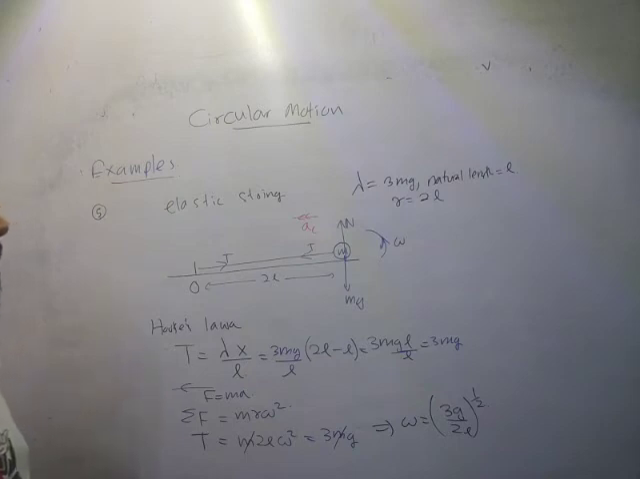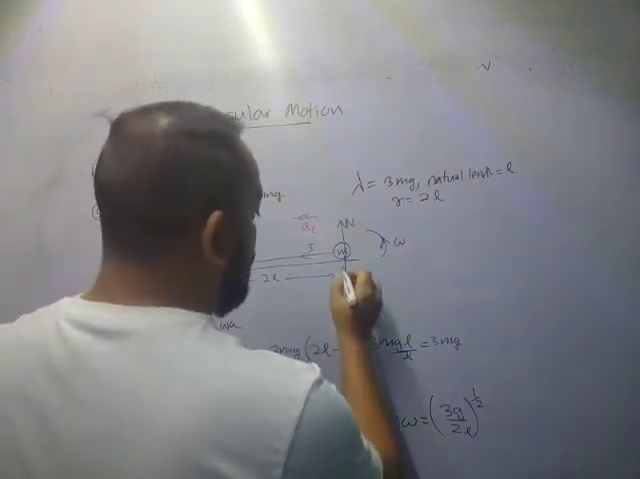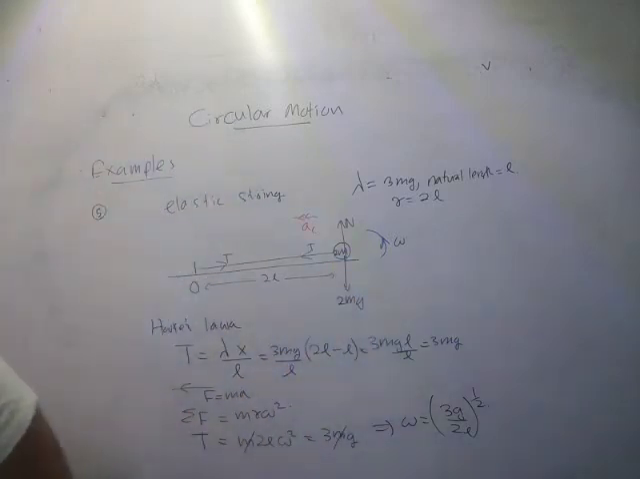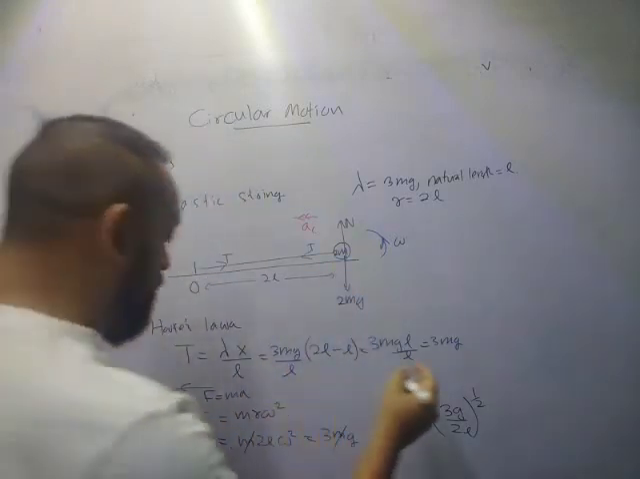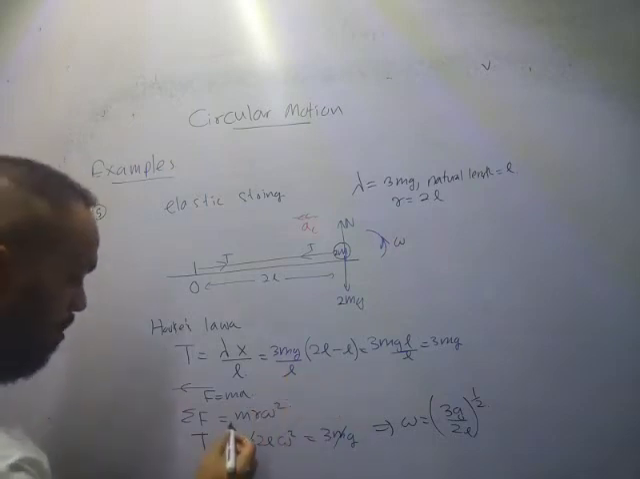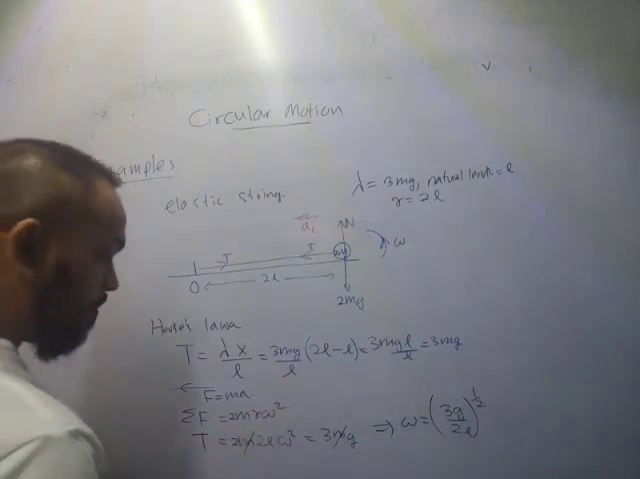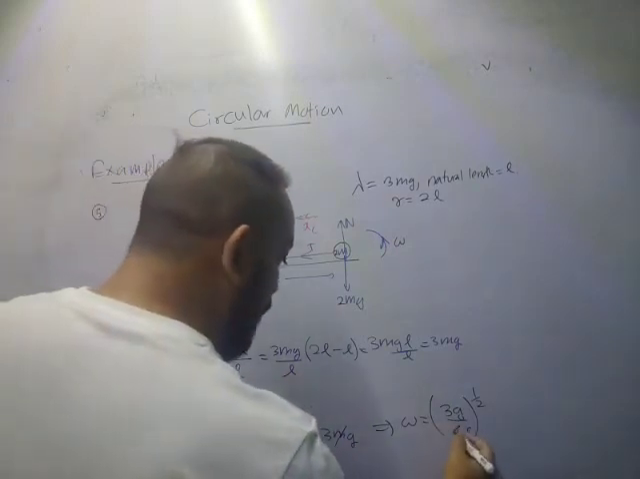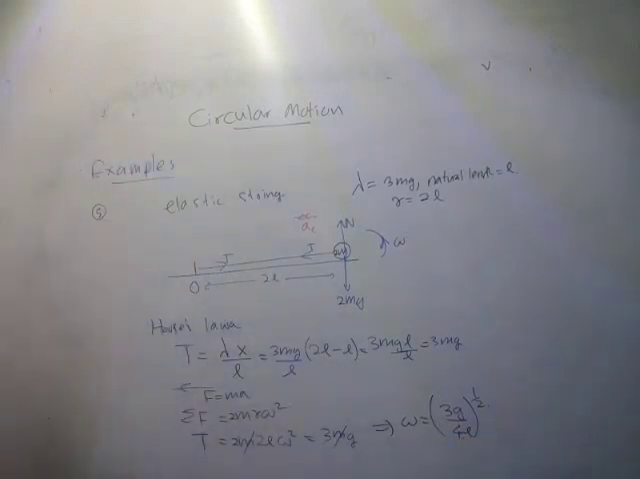Right, so I think I made a small mistake here. It should be 2mg. Sorry, 2mg, 2m. The mass of the particle is 2m. Sorry about it. Yeah, should be 2m, 2m. So 4m, 4. Right. Okay, so that is the angular velocity of the particle at the moment.